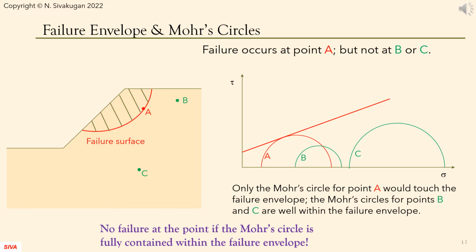This is about a slope failure, with the failure surface shown in red. Point A is on the failure surface and hence its Mohr circle is touching the failure envelope. Points B and C are not on the failure surface and therefore the Mohr circle would be within the envelope, without touching it.